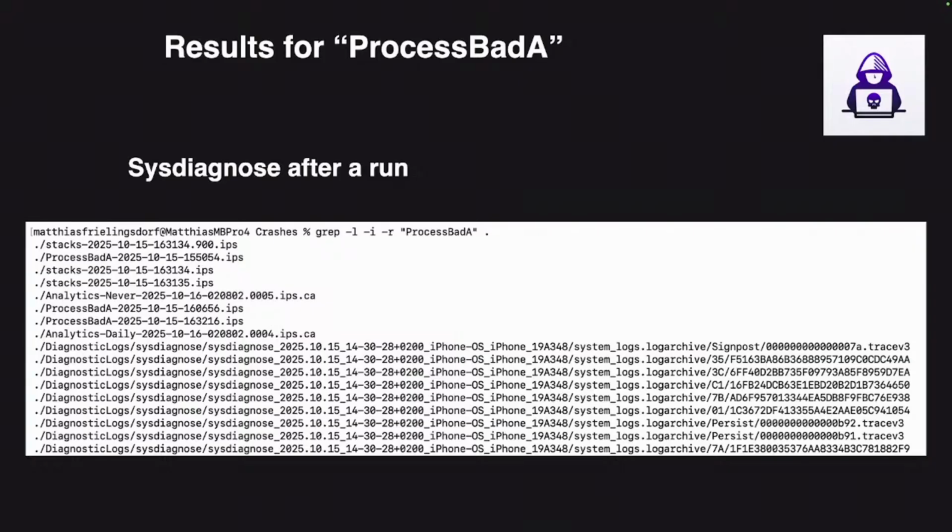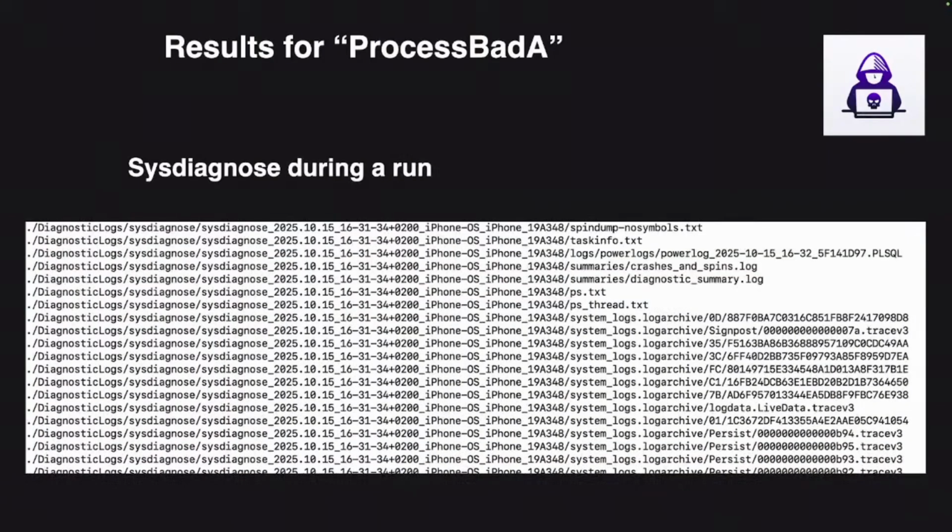Now, if you're looking at some of the results here, we can actually see that if I'm just grabbing for process bad A, there are stack files containing process data, my own crashes here, and the analytics files contain evidence of this. All the unified logs from a sysdiagnose that was taken after the simulation contain evidence of this. And if I'm looking at a sysdiagnose that was taken right at the simulation, I see even way more files that contain evidence of active processes running on the system.